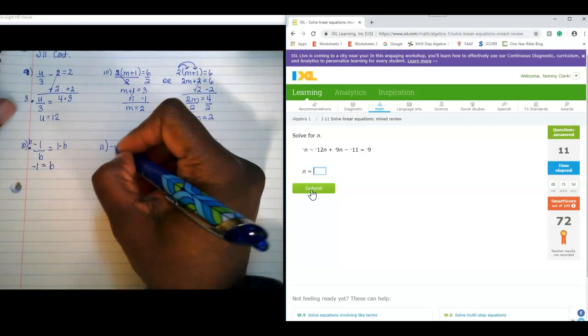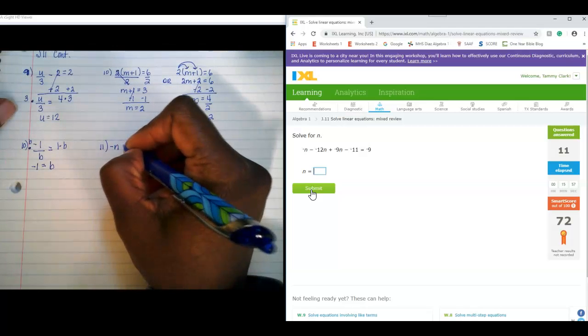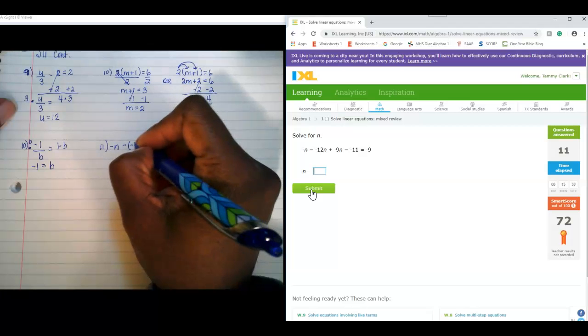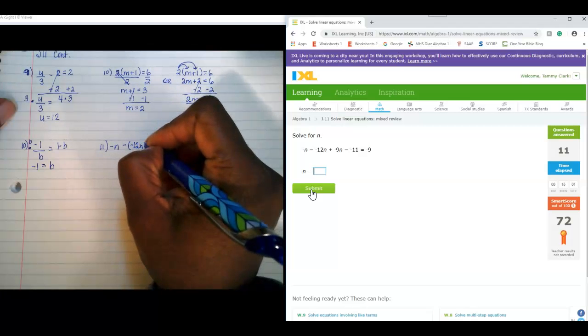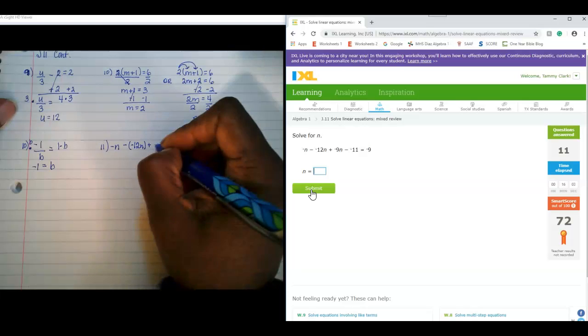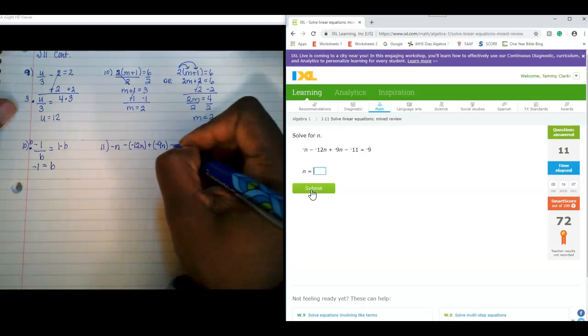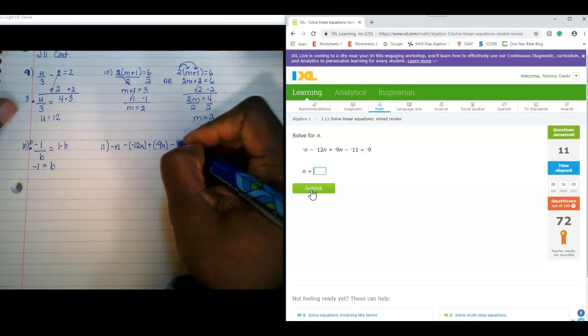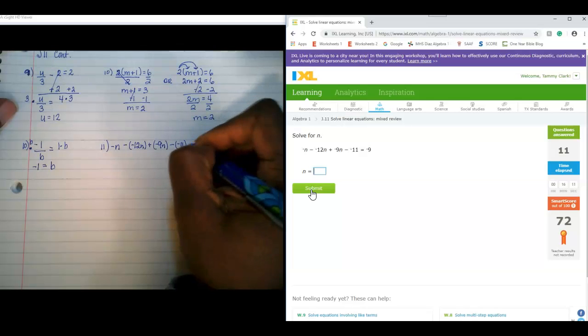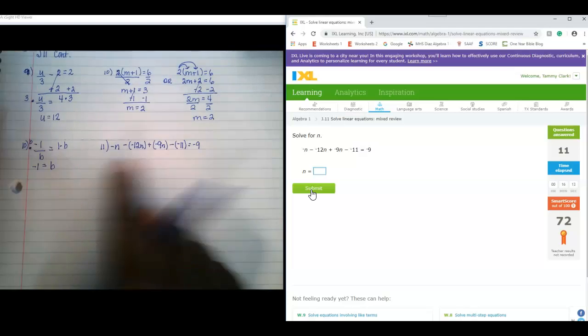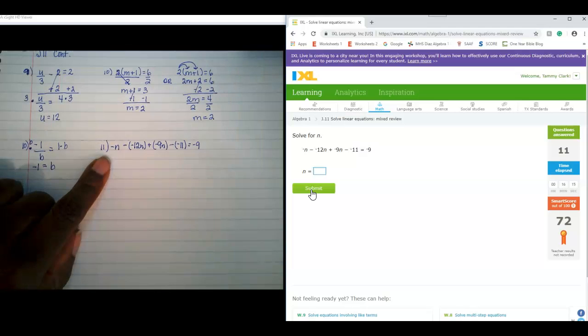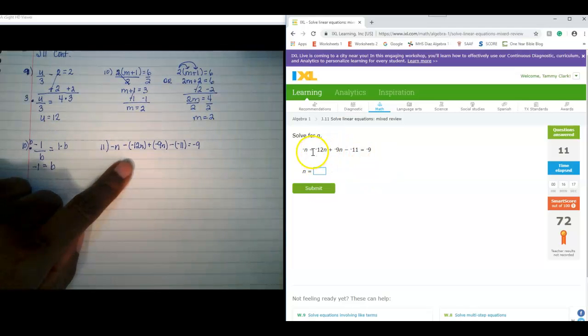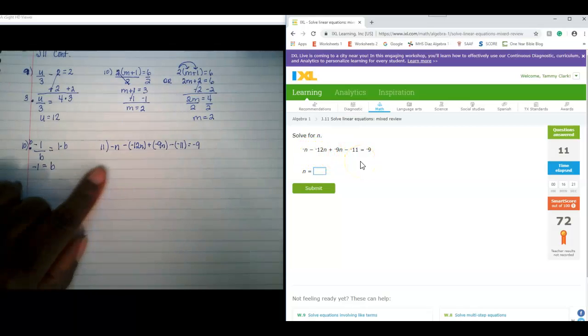Oh my goodness, it's negative n minus negative 12n plus negative 9n minus negative 11 equals negative 9. We got a lot of stuff going on here. And notice how I broke this down. Anytime I see minus a negative, I put it in parentheses to kind of keep myself straight.